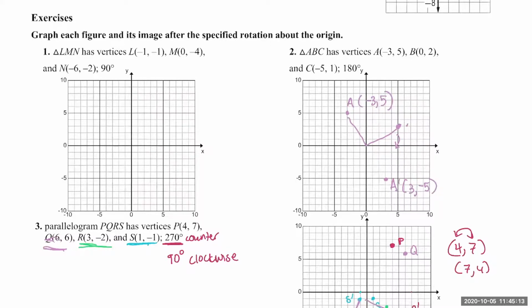Okay, so applying a rule would be something that some of you guys might be interested in. So negative 3, 5. So can you guys, now using the rule, tell me what B prime would be? Yes, so no need to interchange, good. So B prime would be 0, negative 2.